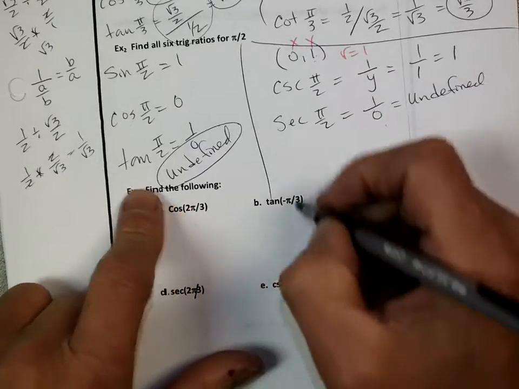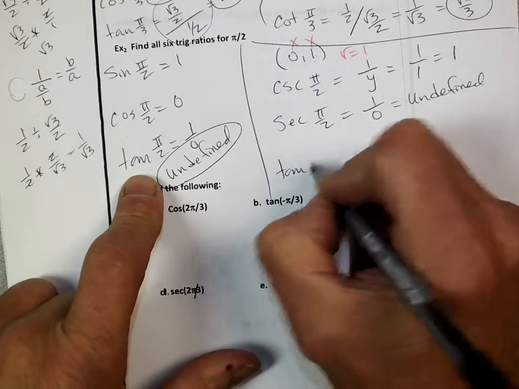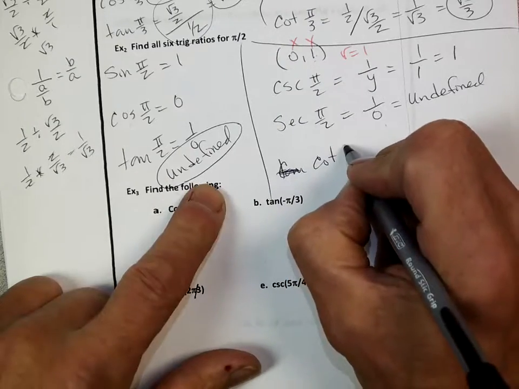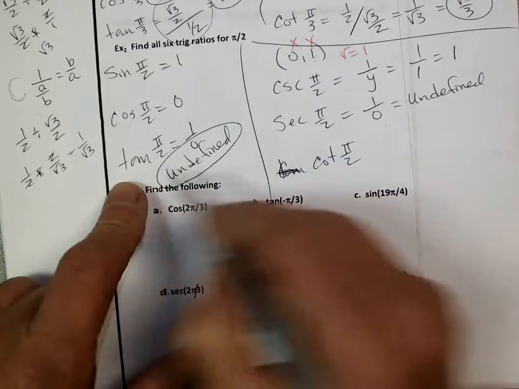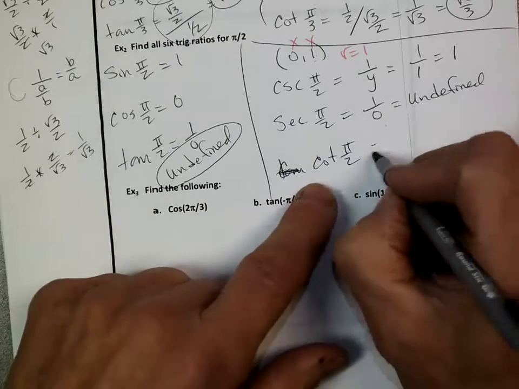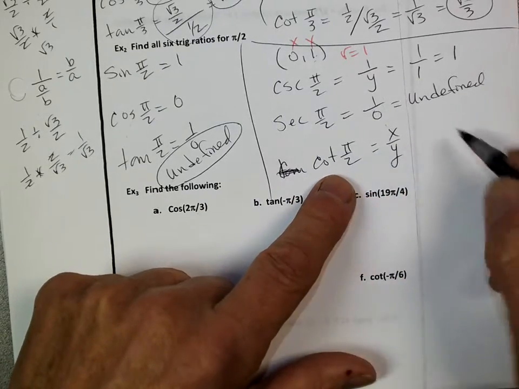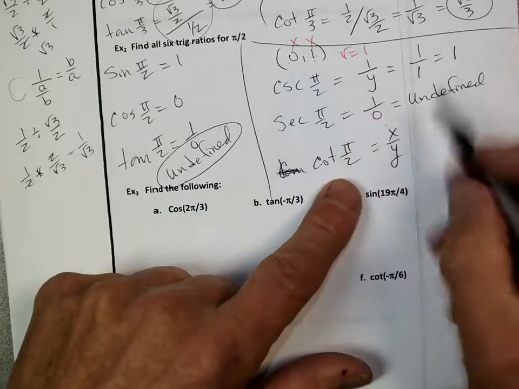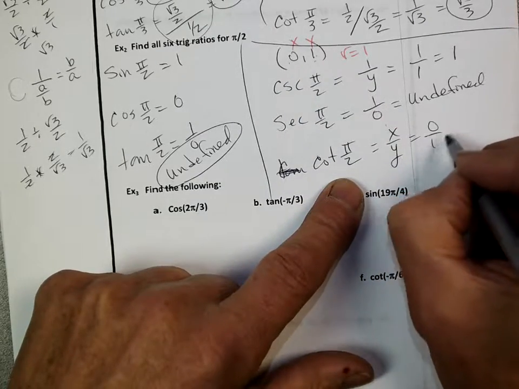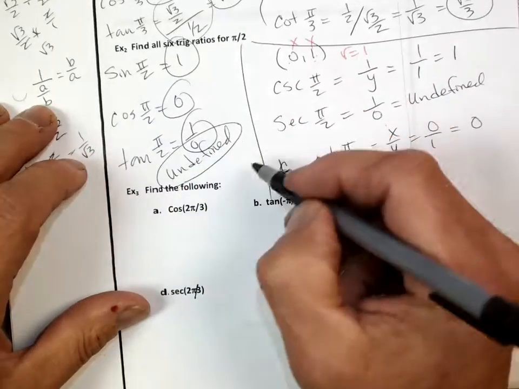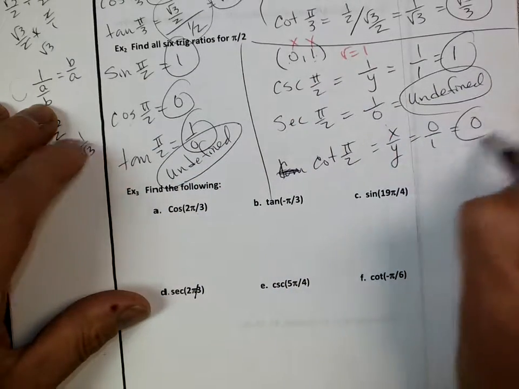And finally, tangent. Cotangent, my bad. Cotangent of pi halves, because that's the cofunction of tangent. And cotangent is going to be the x over the y. Okay, and the x value is 0 and the y is 1. We get 0 over 1, which is just 0. So here are the 6 trig ratios for pi halves.